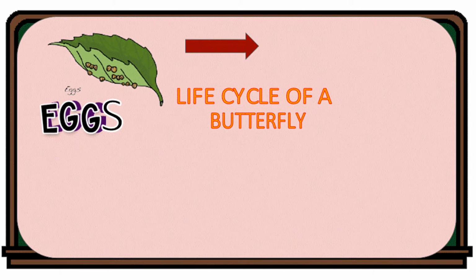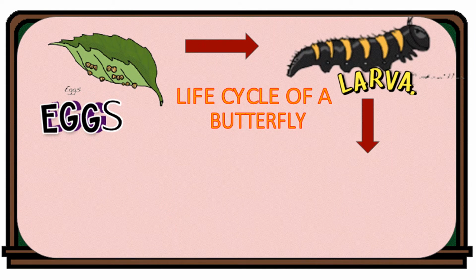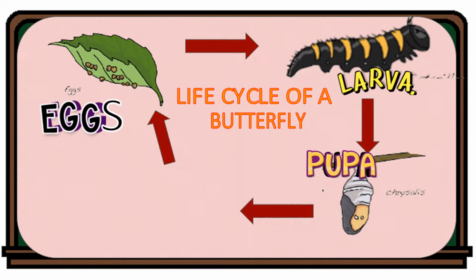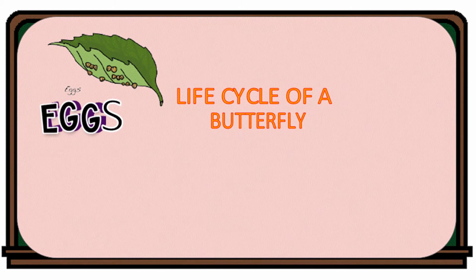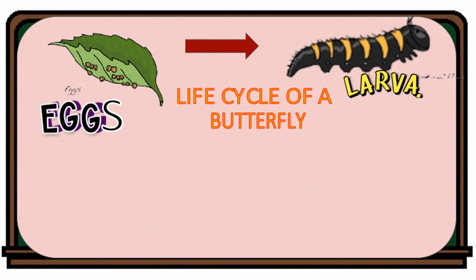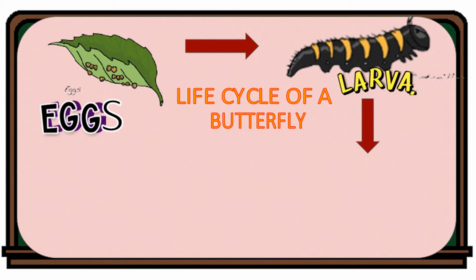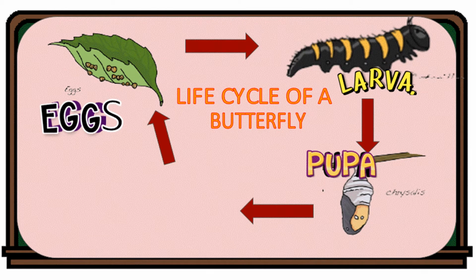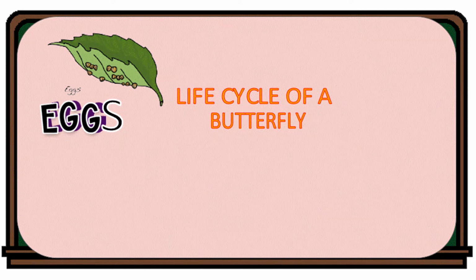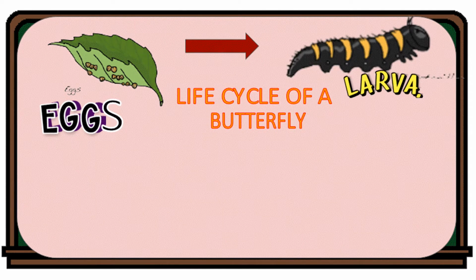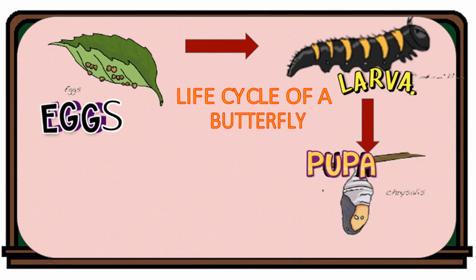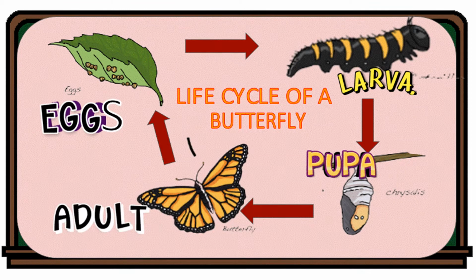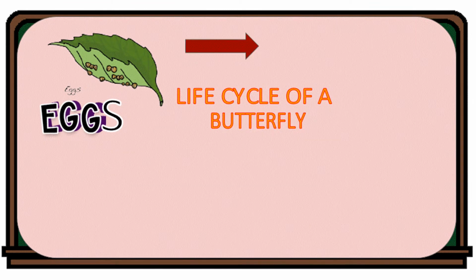Life cycle of a butterfly is an example of complete metamorphosis because it has 4 stages. First stage is the eggs. Second stage is the larva. The third stage is the pupa, and the last stage is the adult.